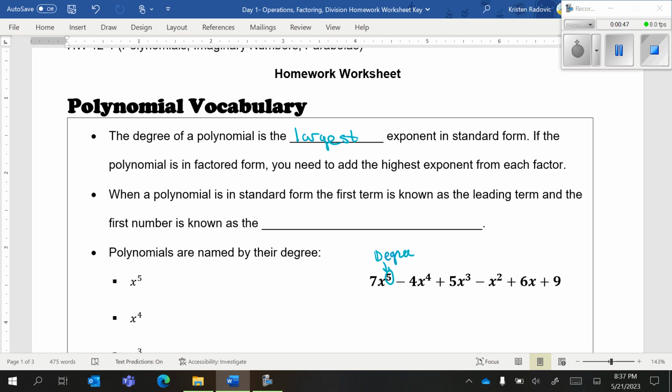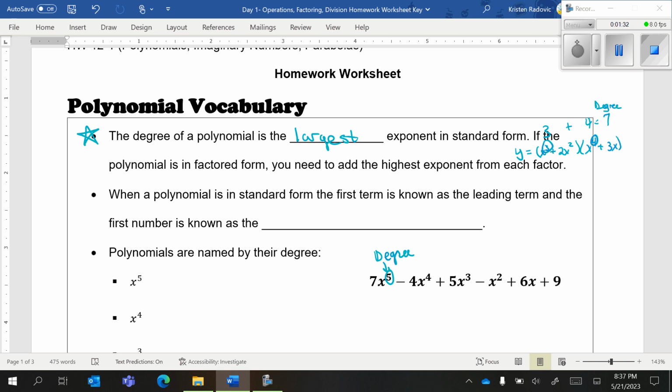Now, if the polynomial is in factored form, if you see groups, you need to add the highest exponent from each factor. So if you had y equals (x cubed plus 2x squared) times (x to the 4th plus 3x), we have two groups, right? Group on the left and the group on the right, those are called factors, and you're going to use your largest exponent from each group. My largest exponent here is a 3. My largest exponent is a 4. You're going to add them together, and you're going to get a degree of 7.